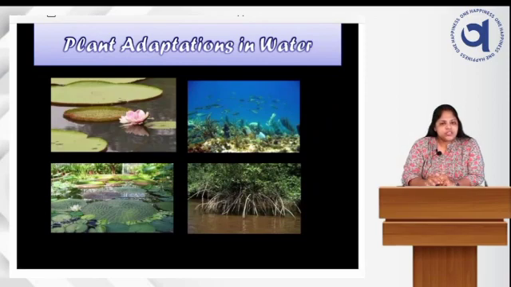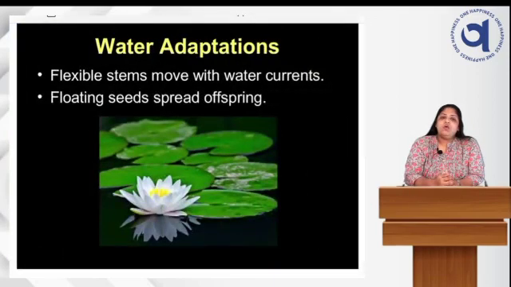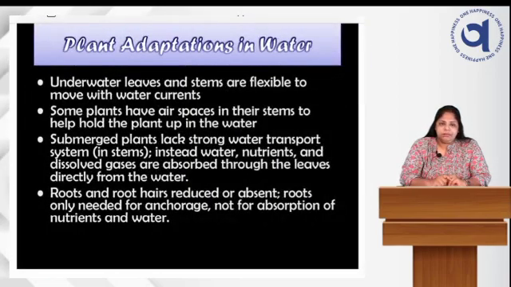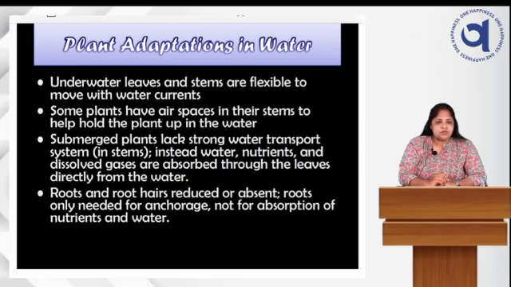Plant adaptations in water, that is aquatic plants. Water adaptations. Flexible stems are there which move with the water currents. Floating seeds spread offspring. Leaves and stems are flexible to move with water currents. Some plants have air spaces in the stems to help hold the plant up in the water. Submerged plants lack a strong water transport system in the stems. Instead, water, nutrients and dissolved gases are absorbed through the leaves directly from the water.